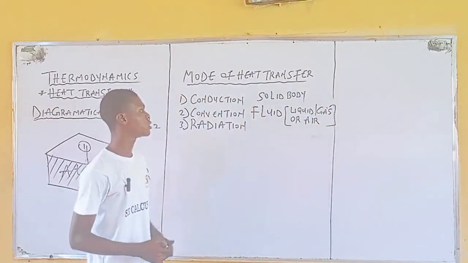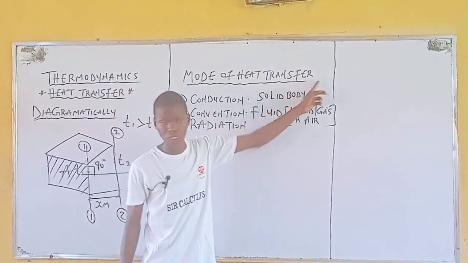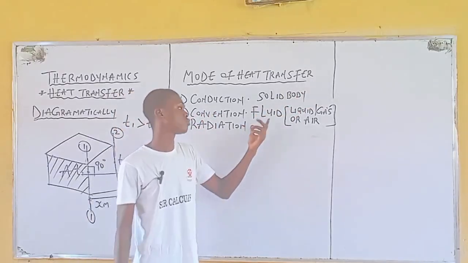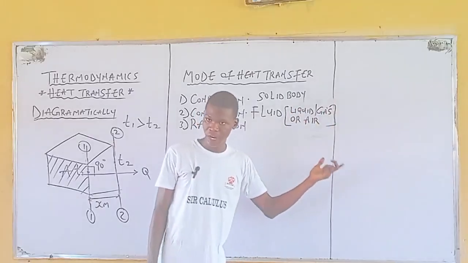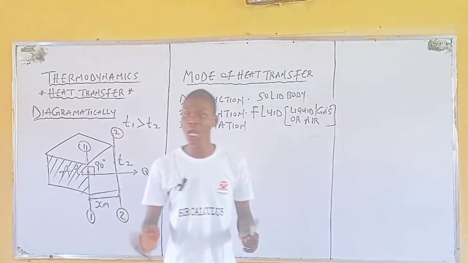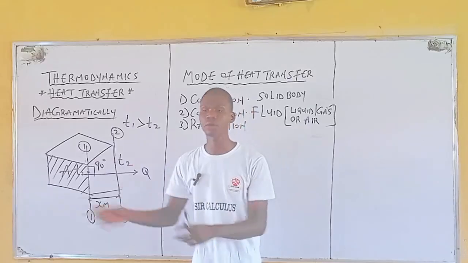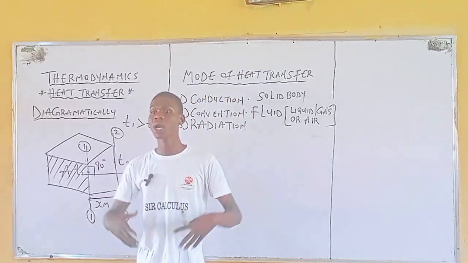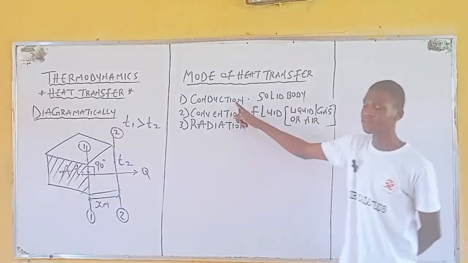While the last one, we are saying that conduction is transferred through a solid body. Convection, it is transferred through what? It is transferred through fluid. When we say fluid, meaning liquid, gas, or air, right? Then lastly, for radiation, it requires no medium. It requires no what? Medium. When we say it requires no medium, meaning electromagnetic wave. You know, when you say electromagnetic wave, by definition, they require no medium for their propagation. These are the mediums of transferring it through each mode.